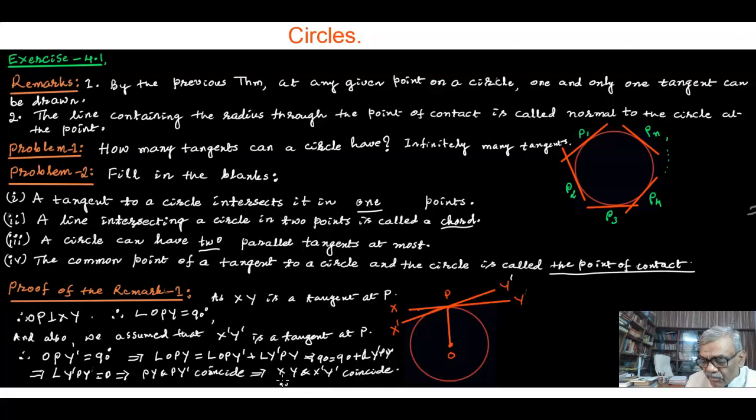And hence there is only one tangent. That shows for each point, one can draw only one tangent to the circle at the given point.